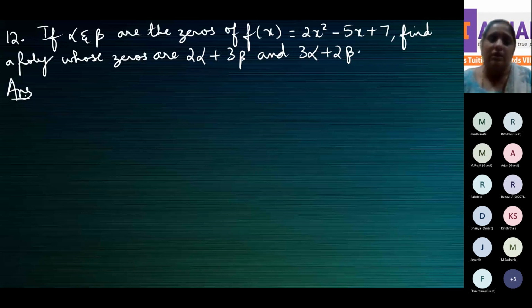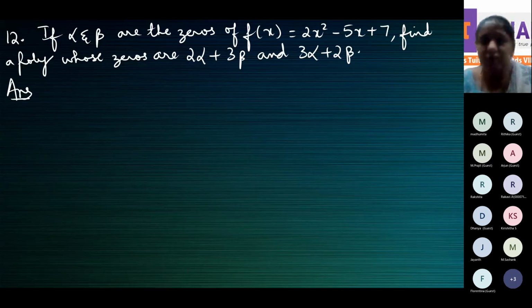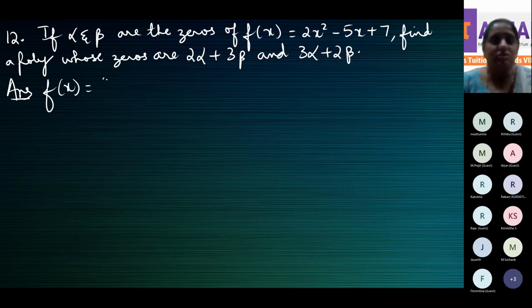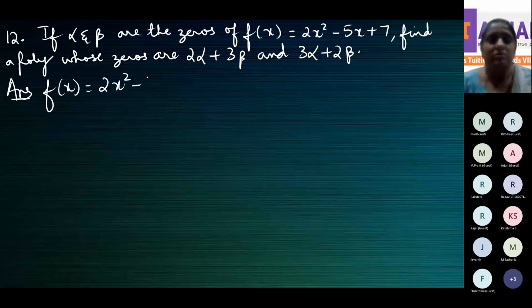So if again alpha and beta are the zeros of this polynomial f of x, you need to construct another polynomial whose zeros are 2 alpha plus 3 beta and 3 alpha plus 2 beta. So children, what are the zeros of f of x? Children, answer my questions. What are the zeros of f of x given? Alpha and beta.